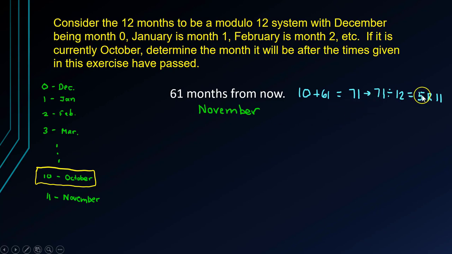So that means that 5 full years went by, and that remainder of 11 just means that I'd be on the 11th month at that point. So not too difficult.